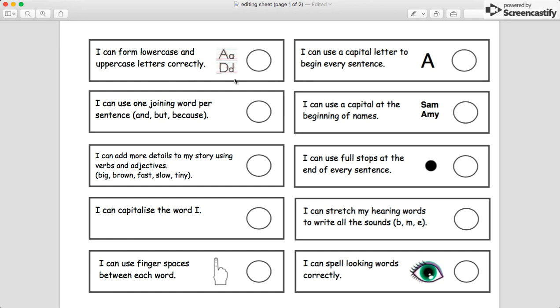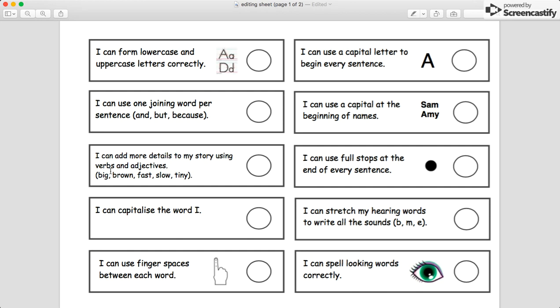Now you can check this on your alphabet chart. If you need to make changes, use your red pen, and then when you're happy, you can tick the circle. The next one says, I can use one joining word per sentence: and, but, or, because. So you really should only have one "and" in each sentence. And if that's something you need to check, use your red pen, fix it up, tick the circle.